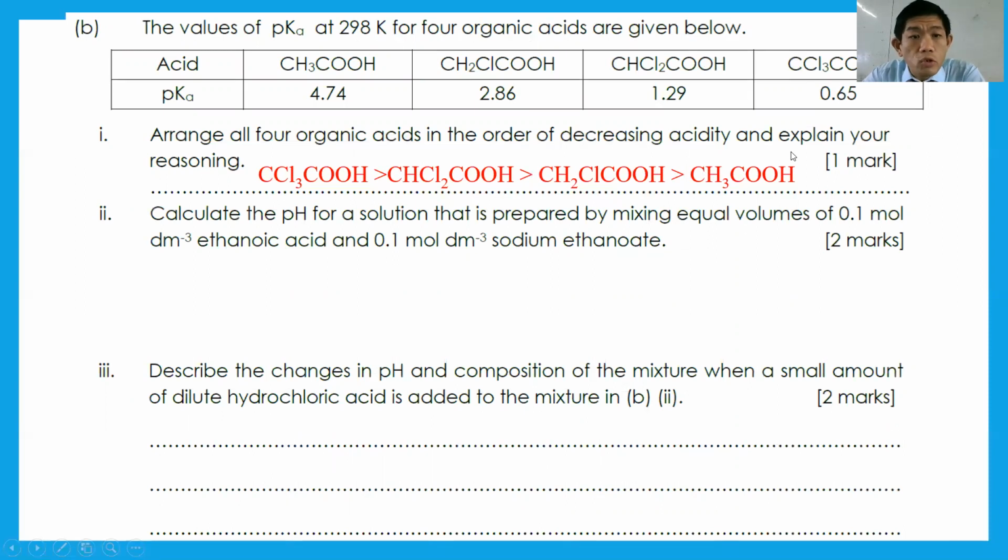Okay. Number 2, calculate the pH of the solution that is prepared by mixing equal volumes of 0.1 ethanoic acid and 0.1 sodium ethanoate. So this is the buffer solution. You have to use the buffer solution equation. pH is equal to 4.74 minus log 0.1 over 0.1. So you get pH equals 4.74.